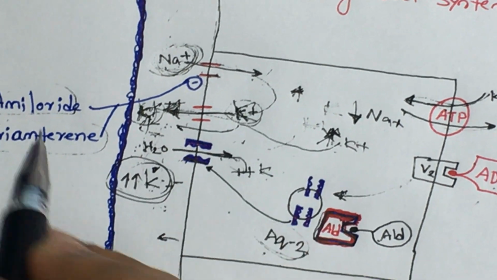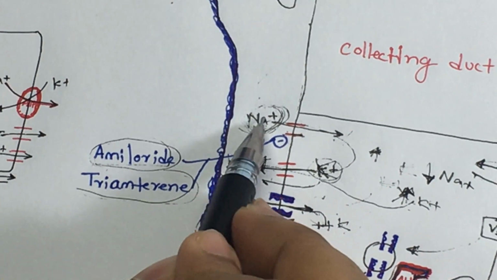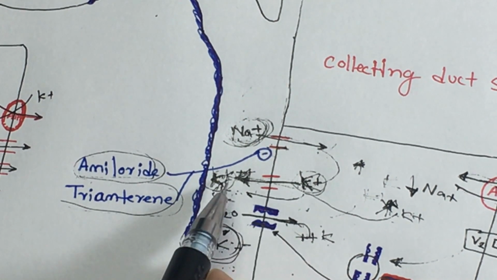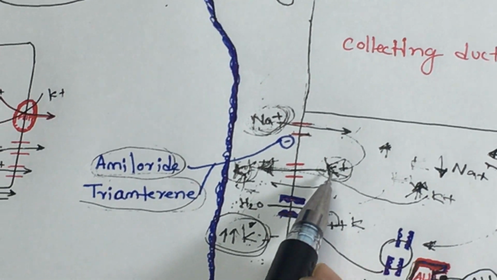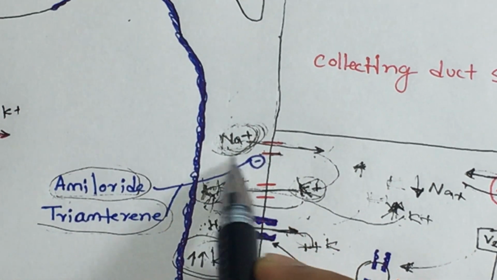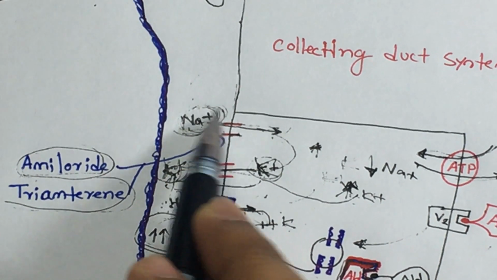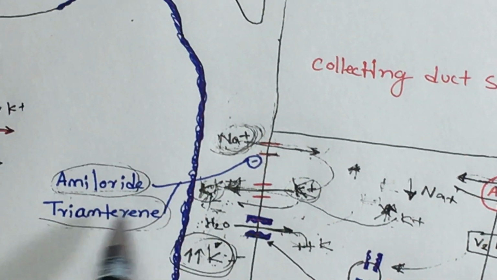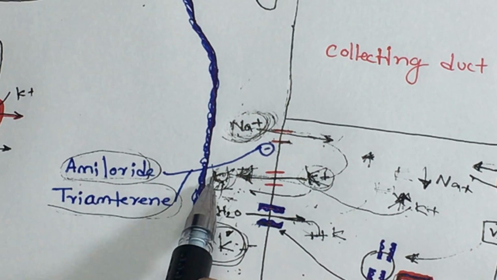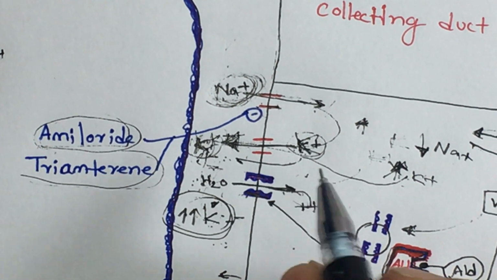Okay, so we can say by using this drug we are excreting the sodium, but we are not excreting the potassium. Sorry, by using this drug we are not reabsorbing this sodium, that means we are excreting this sodium, and by using this drug we are inhibiting this potassium excretion.